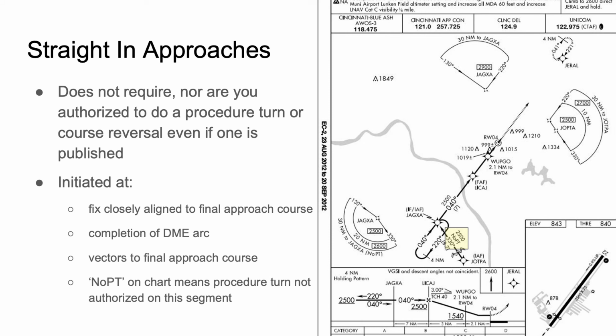Straight in approach means that you're not going to do a procedure turn. And if you are flying a transition route that has no PT printed on it, or they have given you a straight in approach clearance, then you are not authorized to do a procedure turn.